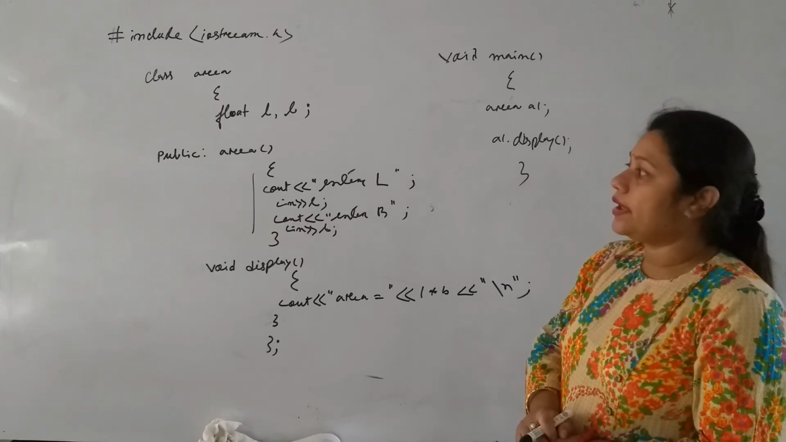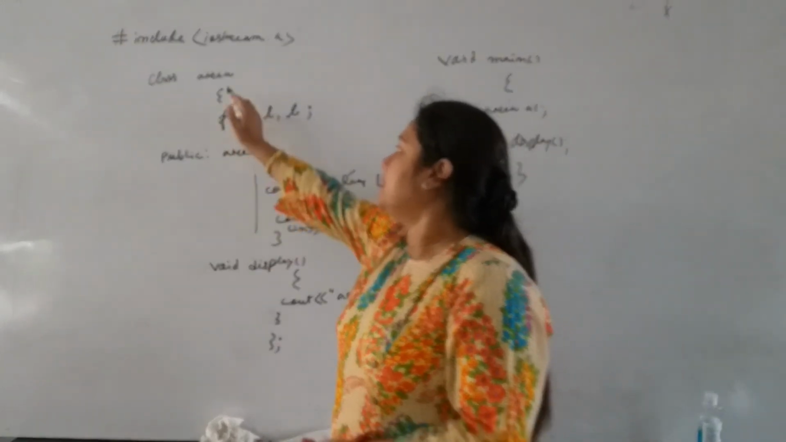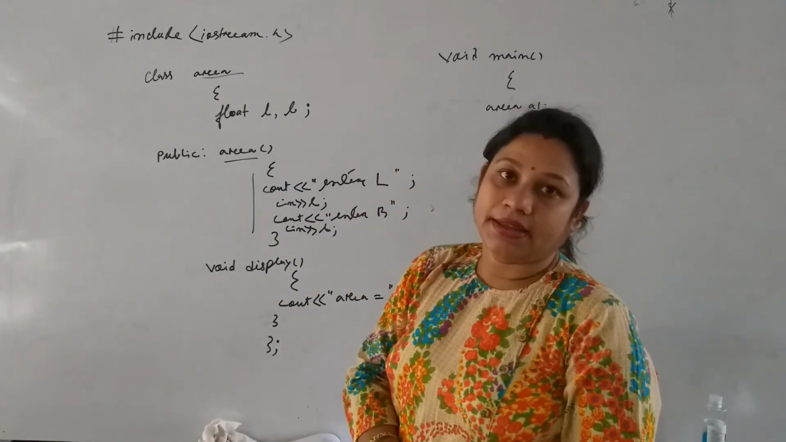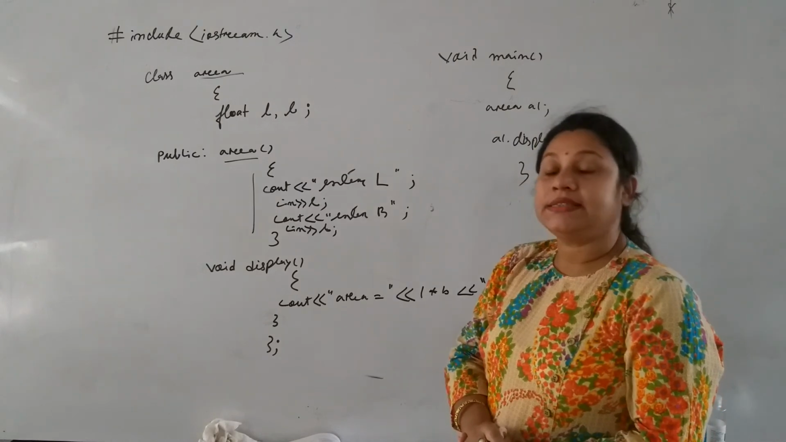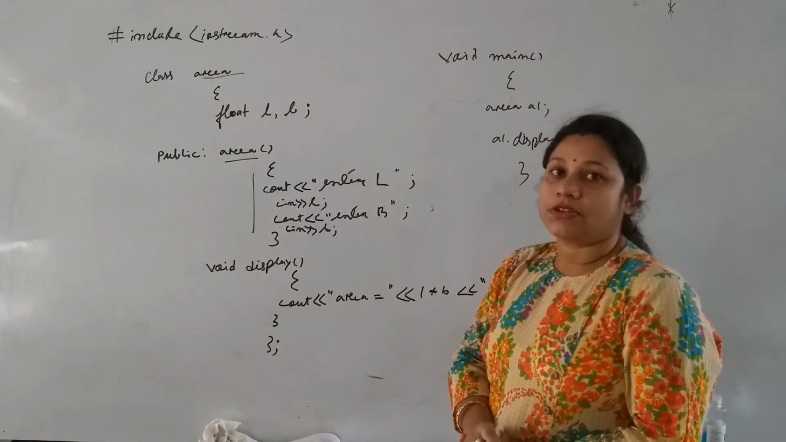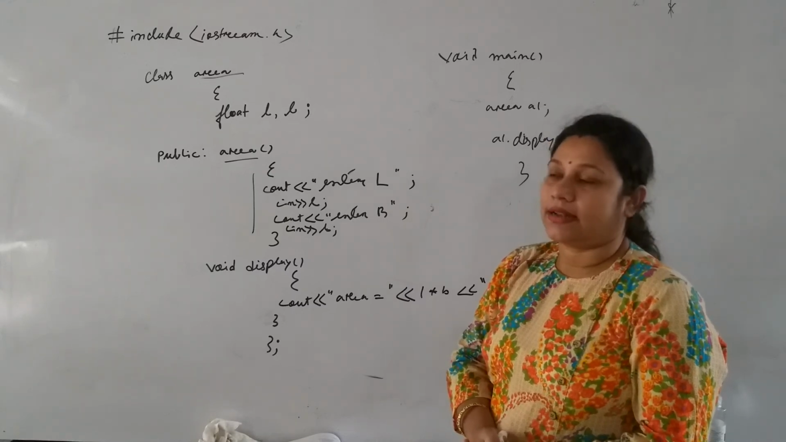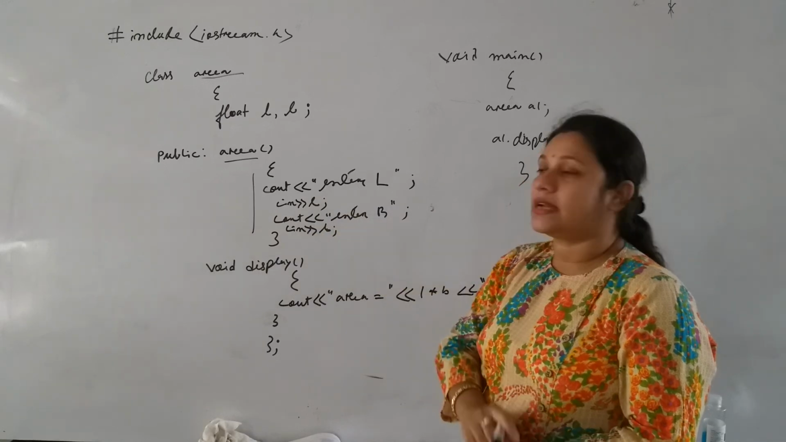Okay, so how can you identify a constructor function? By the name. Look at here, this is the class name, that is area, and this is the function name area. So it is easy to identify the constructor function in a program because the name of the constructor function is same with the declared class name.